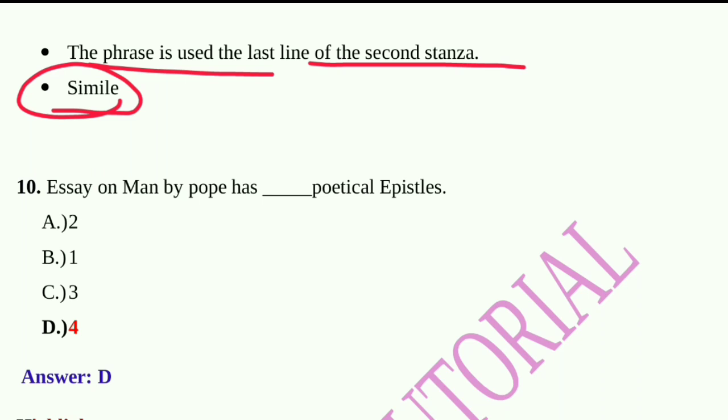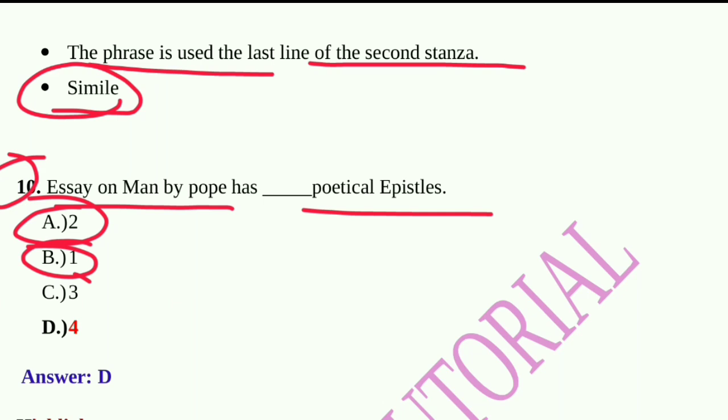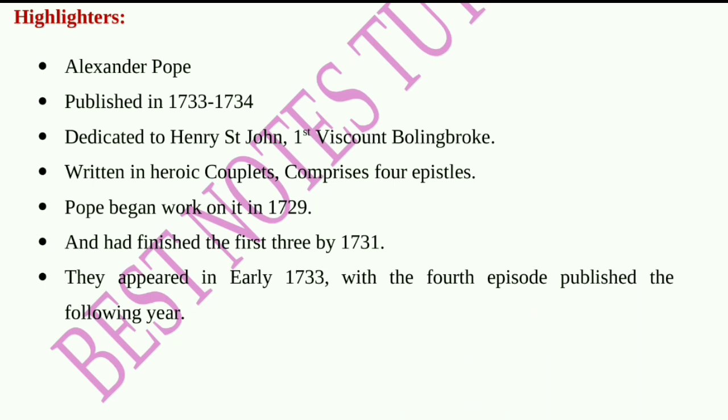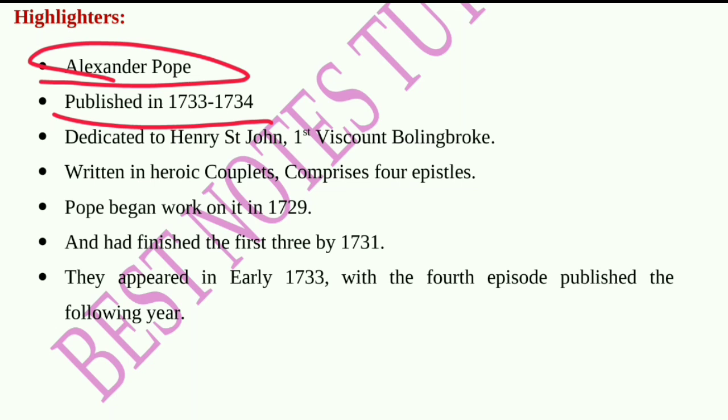Question number 10. Essay on Man by Pope has dash poetical epistles. Your options are 2, 1, 3, 4. And option D, 4, is the correct answer. It was written by Alexander Pope and published in the years 1733 to 1734. It is dedicated to Henry St. John, who was first Viscount Bolingbroke.